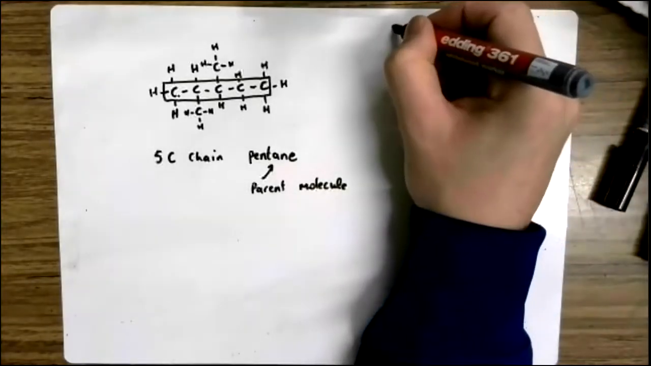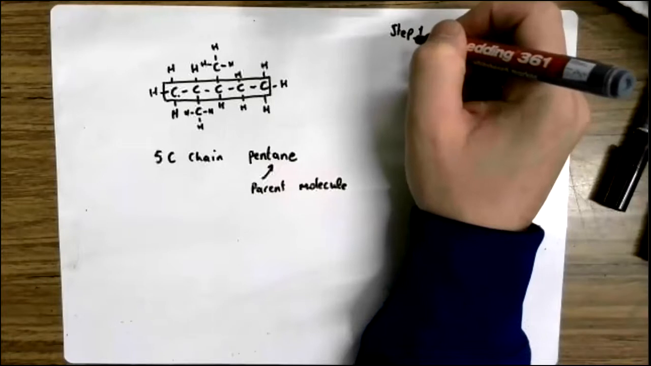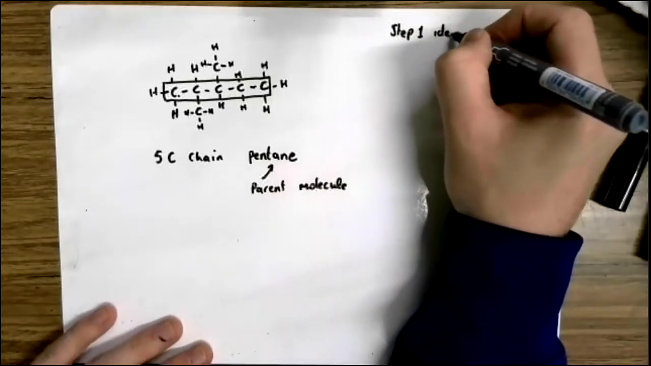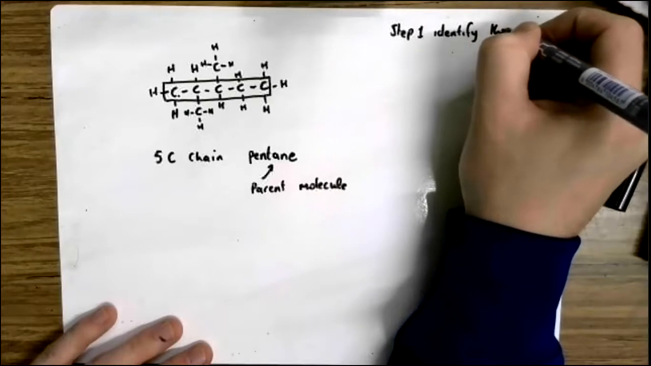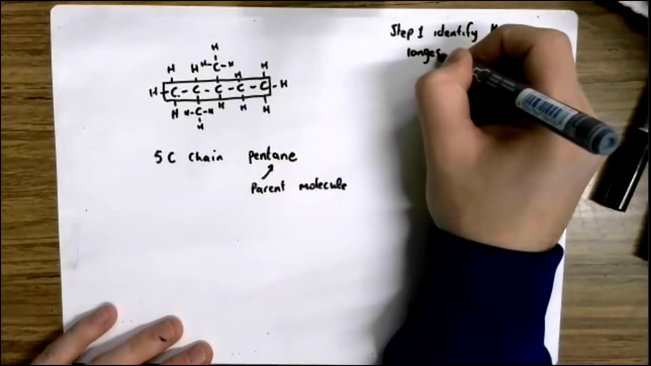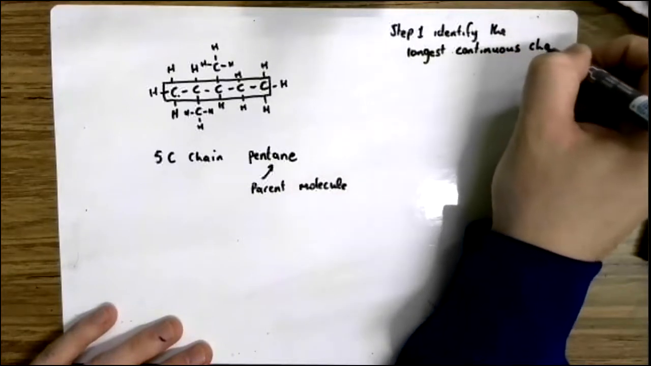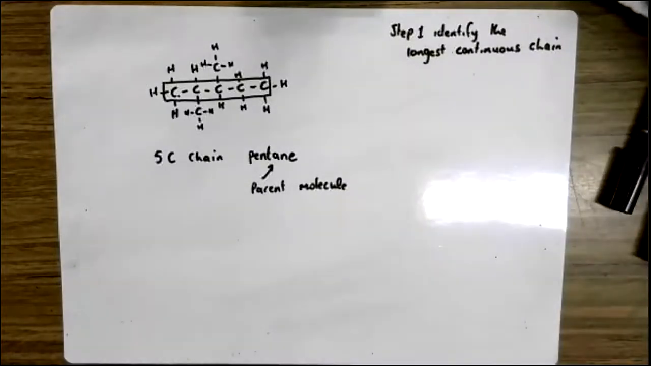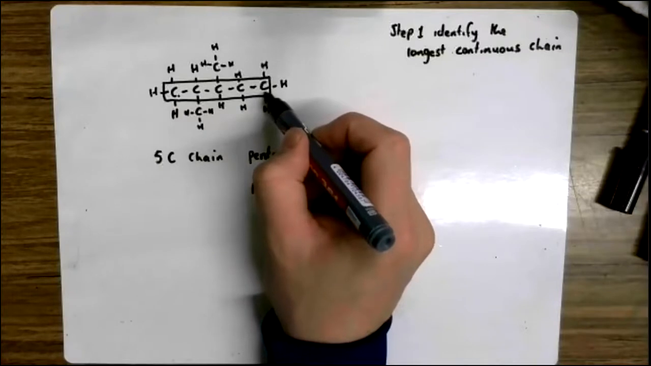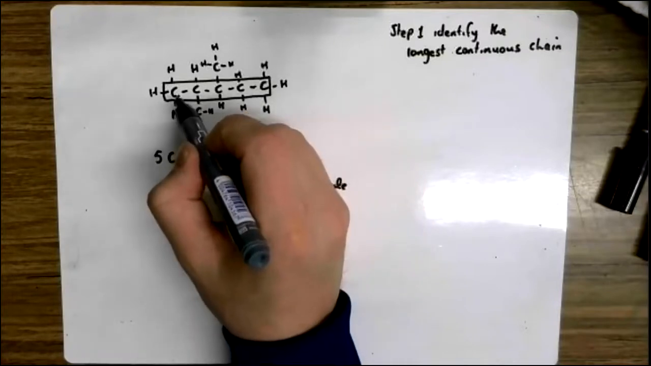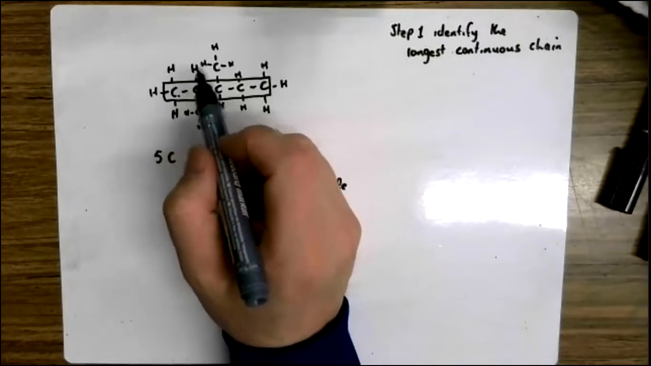Okay, so step 1. What did we do? Step 1 was identify the longest continuous chain. That's what we did first. Now, step 2, we're going to take the carbon chain, this one here, and we're going to number the carbons. And we're going to start with the site. I could start here as number 1, or I could start here as number 1. I'm going to start with the site that's going to give us the lowest numbers for the branches.